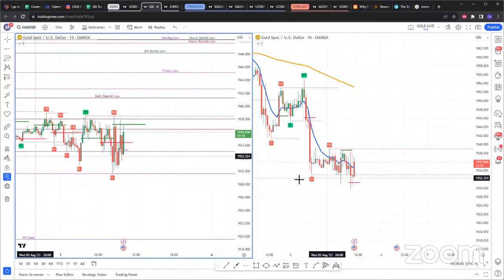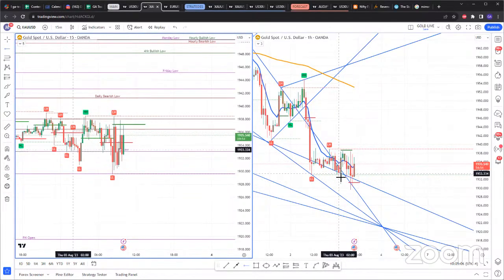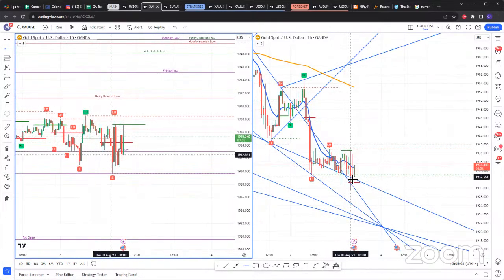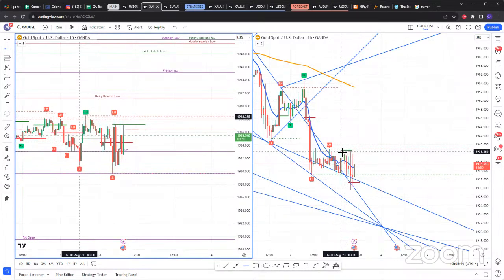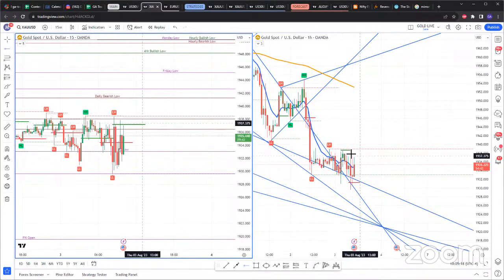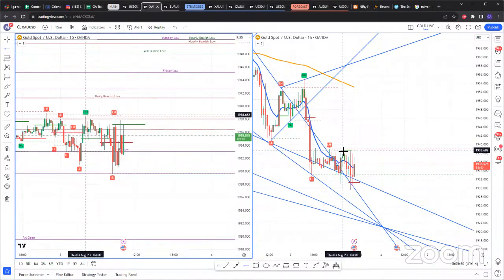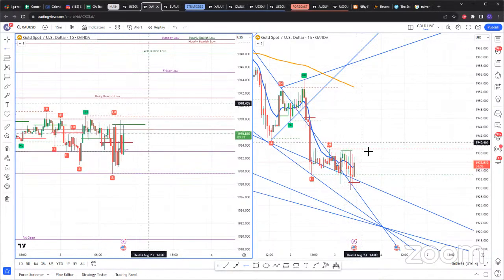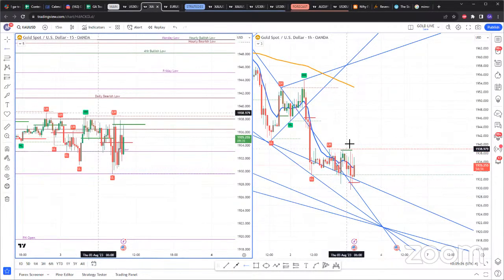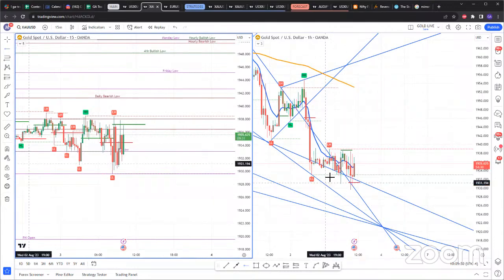So for me, my bias for gold is still a sell until we close above 1938. This is the area to watch out for buys, 1938 on the hourly time frame. On the hourly time frame, we have this buy zone, 1938.5. If we get a break and retest there, to me, that's confirmation for change in the buy momentum, or if we get a high low.